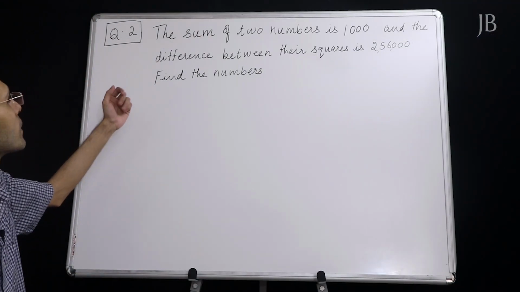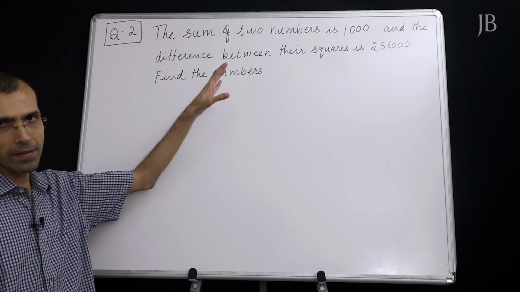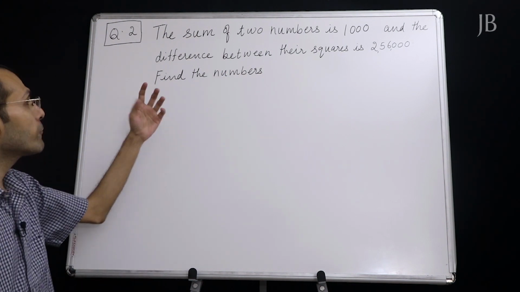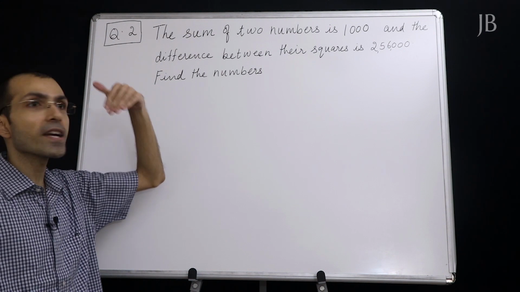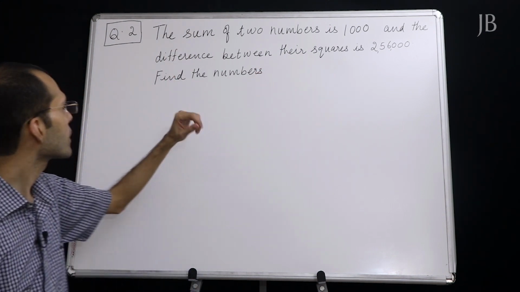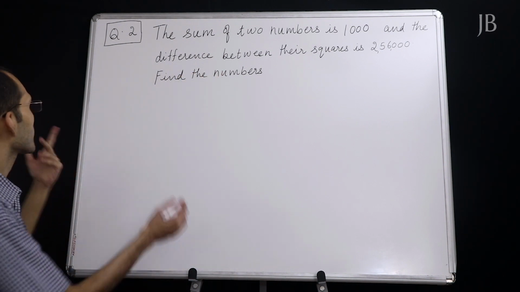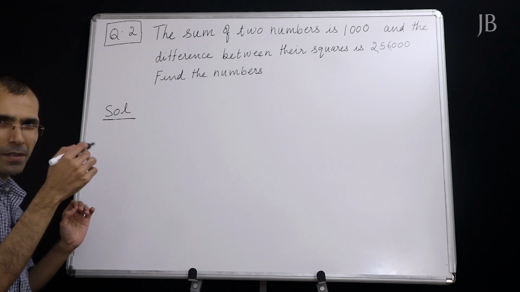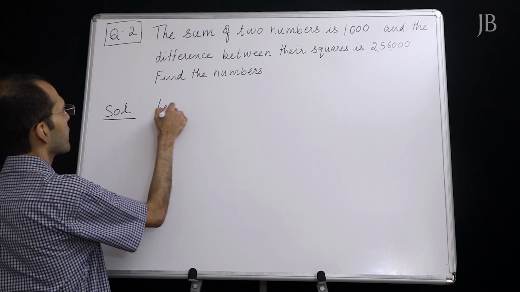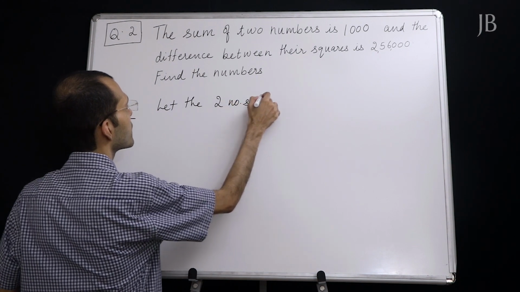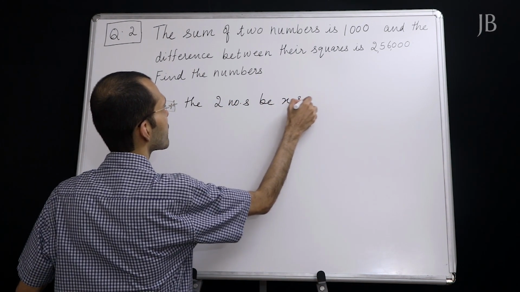Question 2. The sum of two numbers is 1000, fine, and the difference between their squares is 2,56,000. Find the numbers. Interesting. So let the two numbers be x and y.